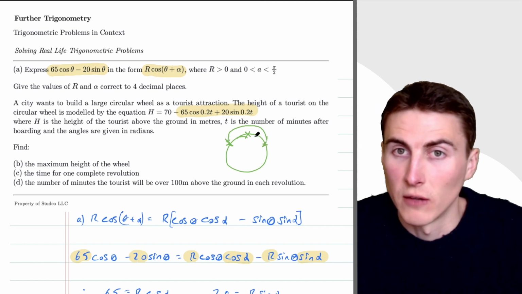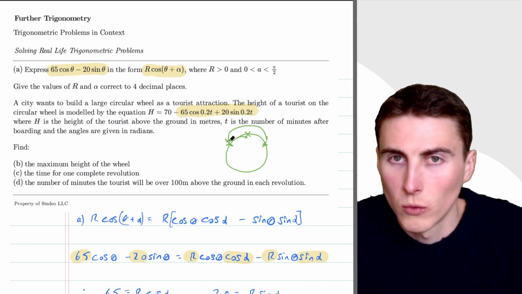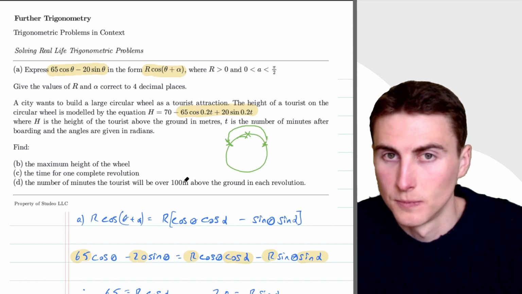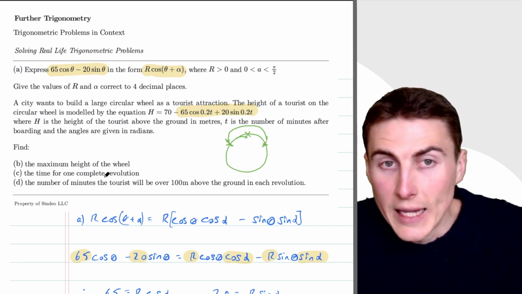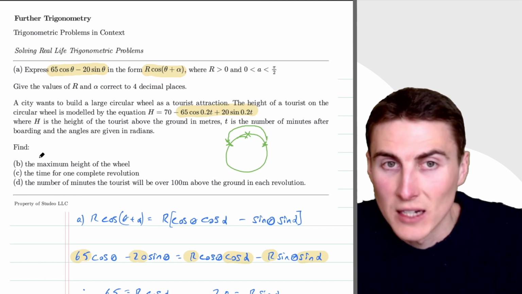So I can imagine it's traveling anti-clockwise. The time it takes to get from this point all the way around to this point, that will be the time that he's above 100 meters. So that's a glimpse of the questions. Let's start off with trying to find the maximum height of the wheel.